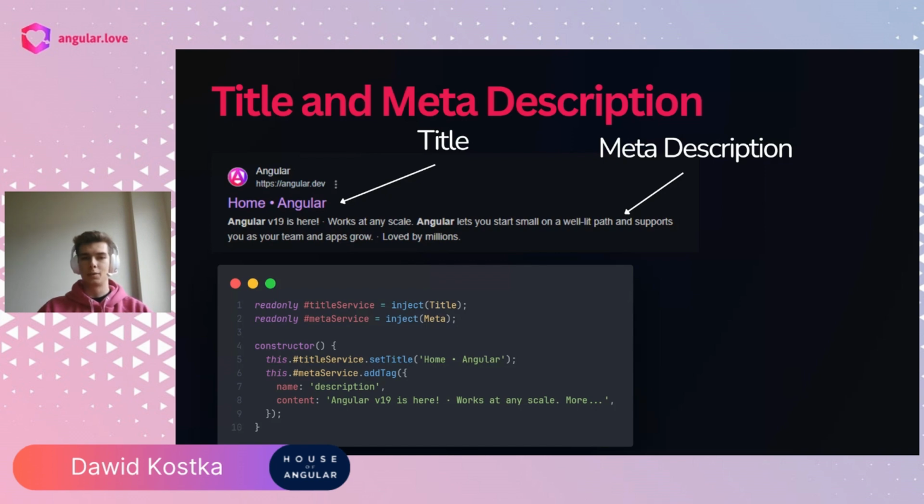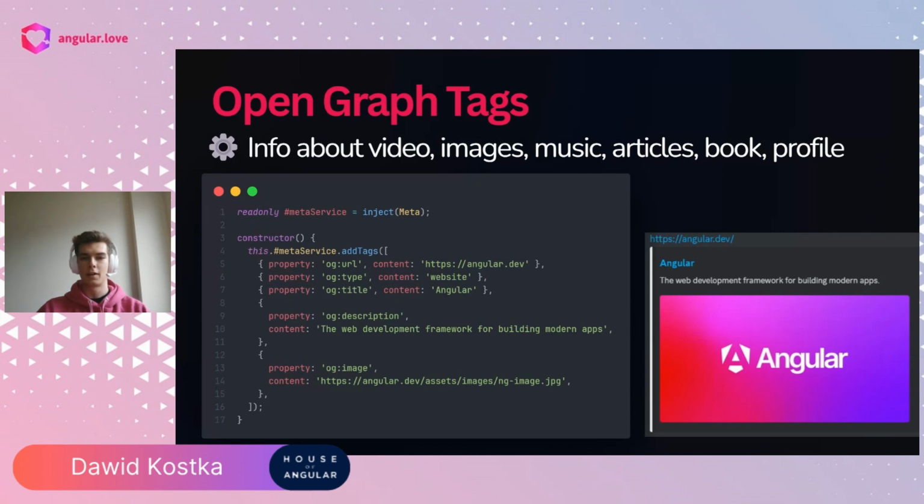Another great thing that you may want to implement in your application that utilizes SSR is, for example, the OG tags. They allow us to create a social media preview of our applications, for example, on platforms like Discord, Facebook, LinkedIn, whenever any of your users pastes the link there. They're also quite easy to implement. All you have to do is inject the meta service and add the particular tags into the head of your response document.